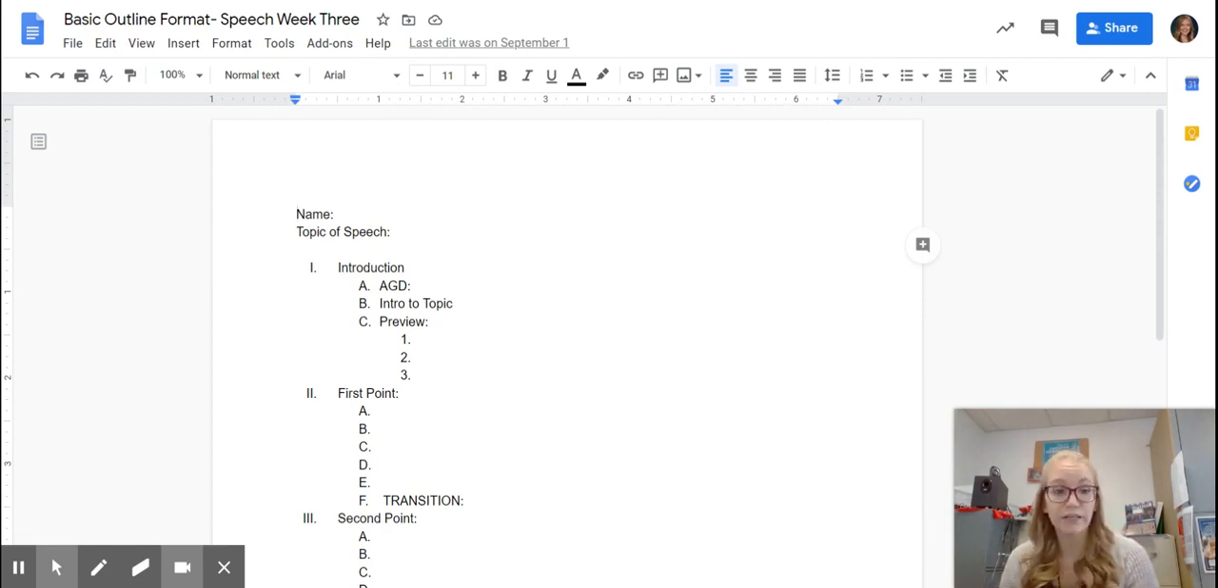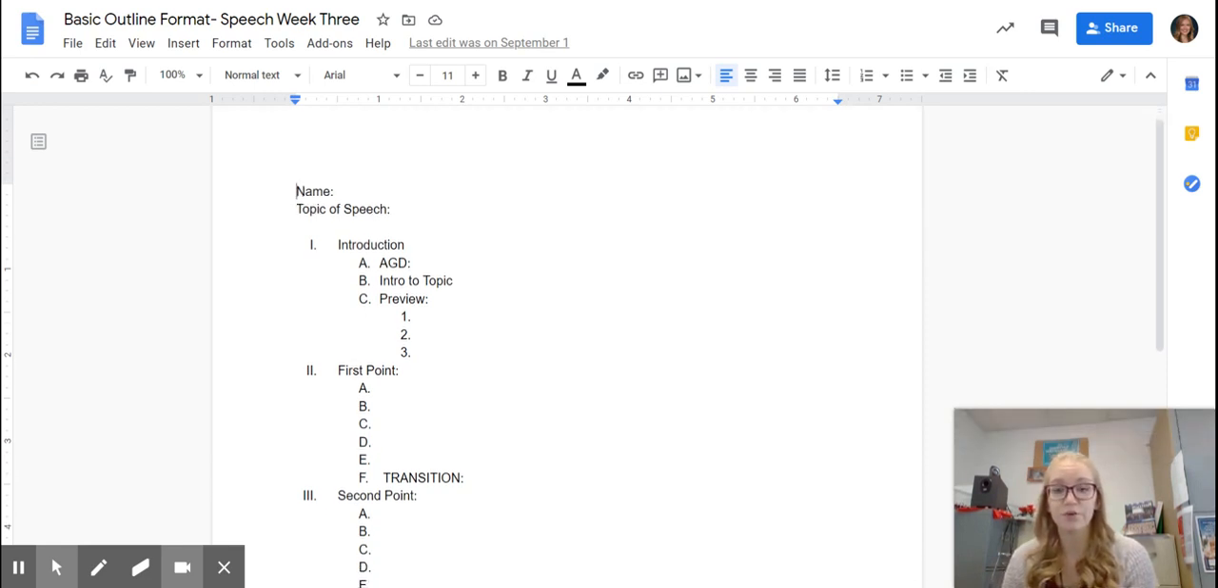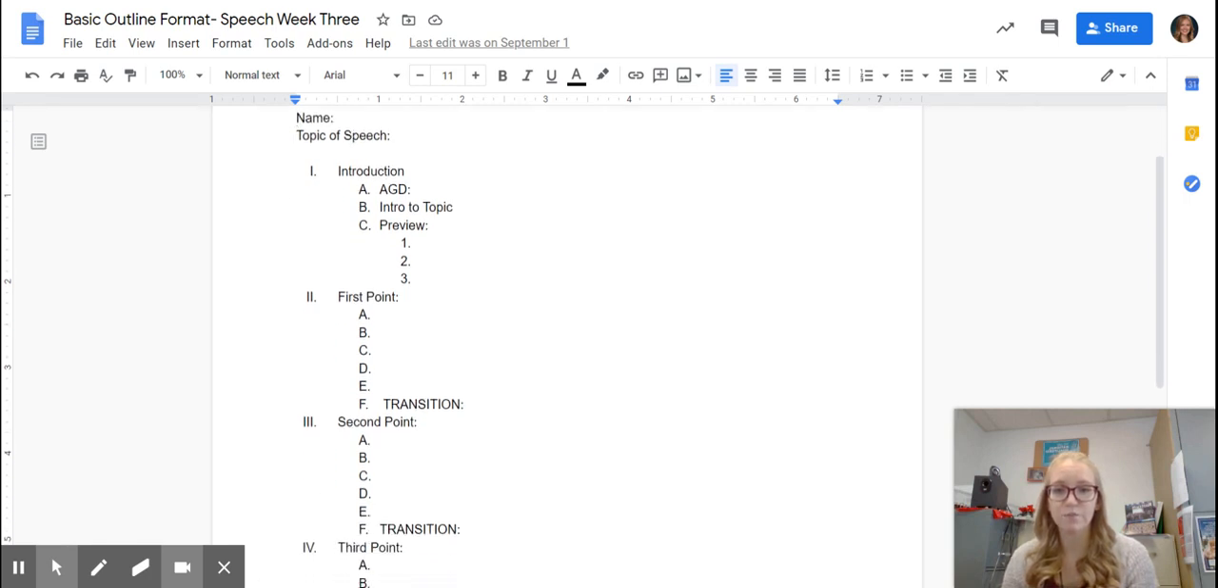So this is what your outline looks like, and I'm going to talk to you about what goes in each piece. So you would write your name and your topic of speech right up top. Then this first piece is called your attention getting device. An attention getting device can either be a story or an anecdote. An anecdote is a personal story, like a story from your life.